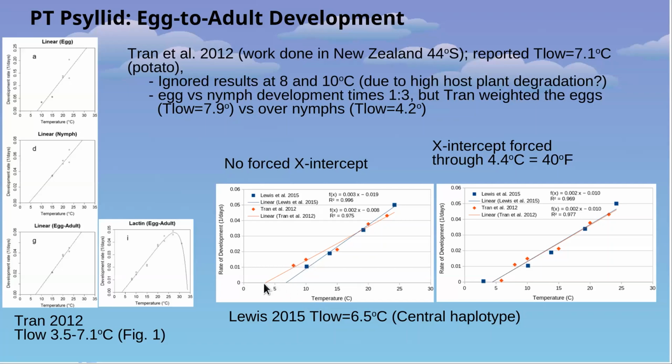I think that's 3.5, the same that Tran et al. themselves got using the Lactin model, only here it's just a linear model, simpler. And then I could easily force that to be a little bit higher. Instead of 3.5, it's now 4.4. And so the R-square actually improved a little bit from 0.975 to 0.977. So that's pretty much how I did the determination of the lower temperature threshold.